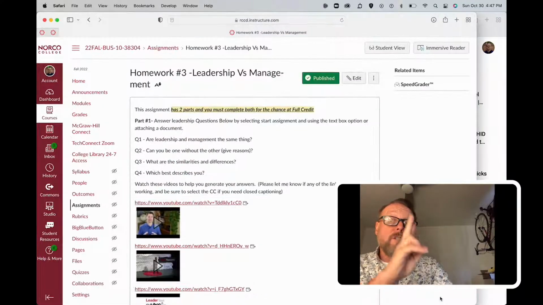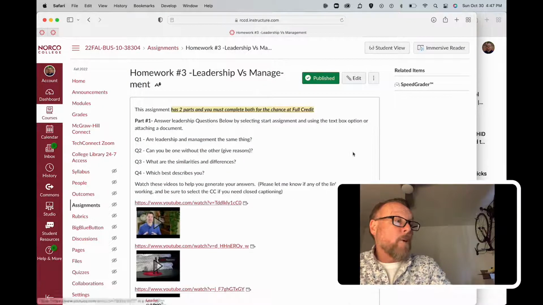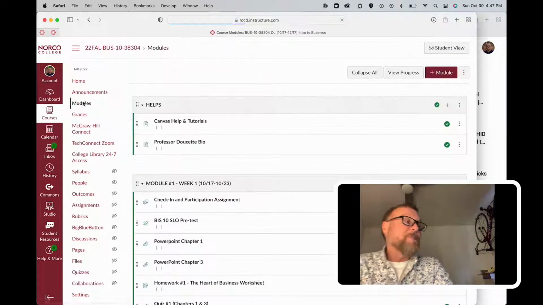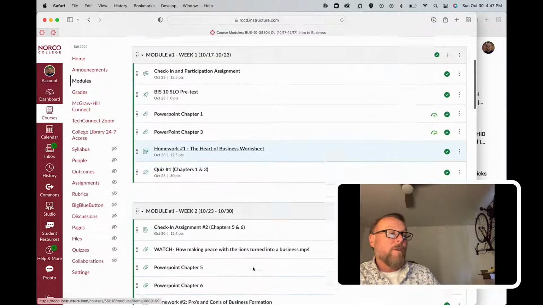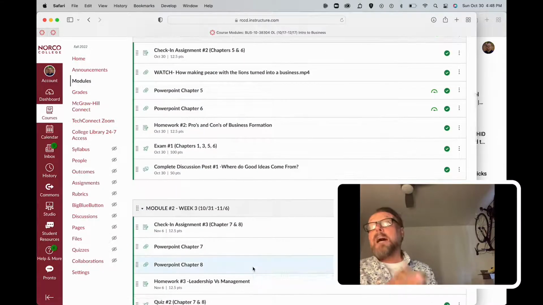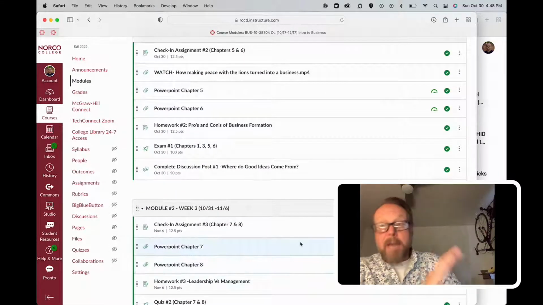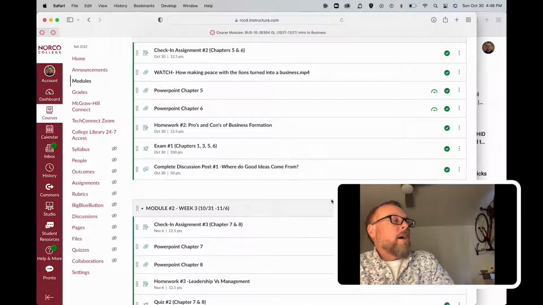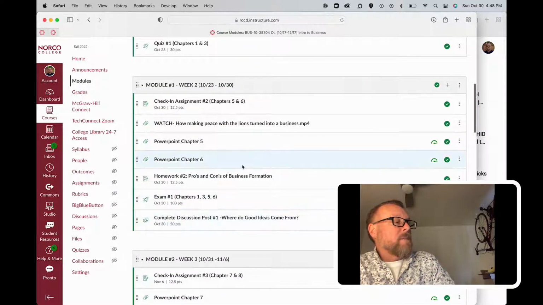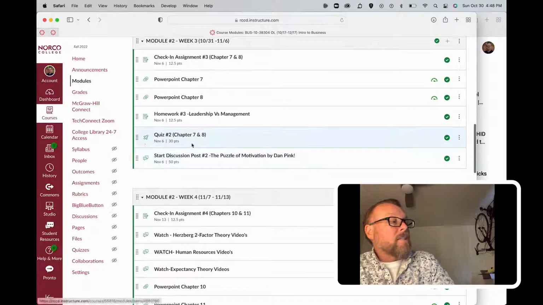But keep in mind, it's a 2-part homework assignment. One part is questions, and the other part is taking a leadership assessment. Hopefully it'll be a good starting point for you as you consider your own leadership style and leadership abilities and managerial abilities. Also, as we move into this week, we're going to be starting our next discussion post.